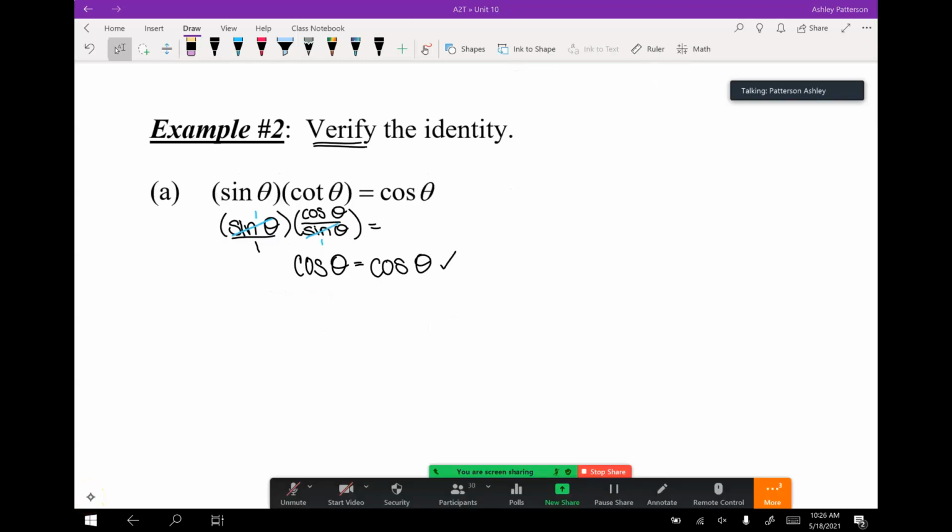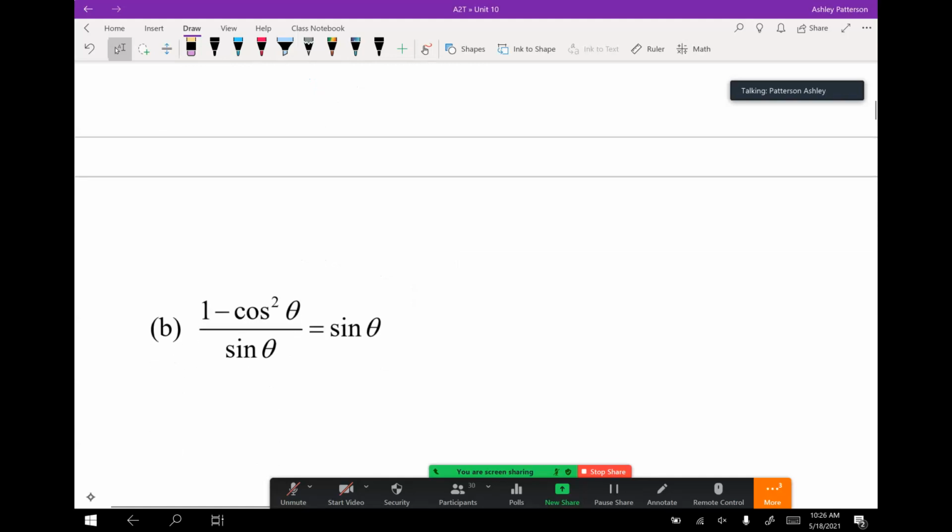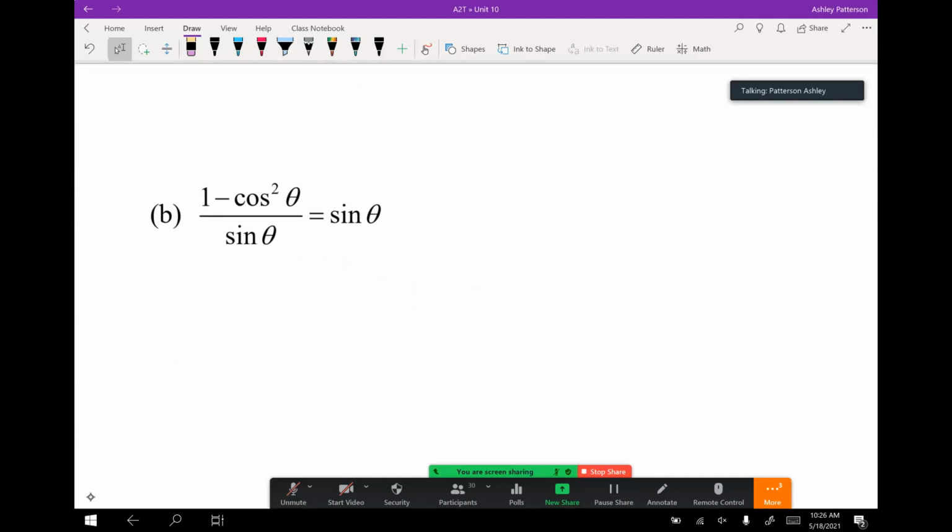All right, here we go. Example 2b. To be or not to be? I never get tired of that joke. Here we go. 1 minus cosine squared theta over sine theta is equal to sine theta. Again, the left-hand side has way more options than the right. So let's work with the left-hand side.